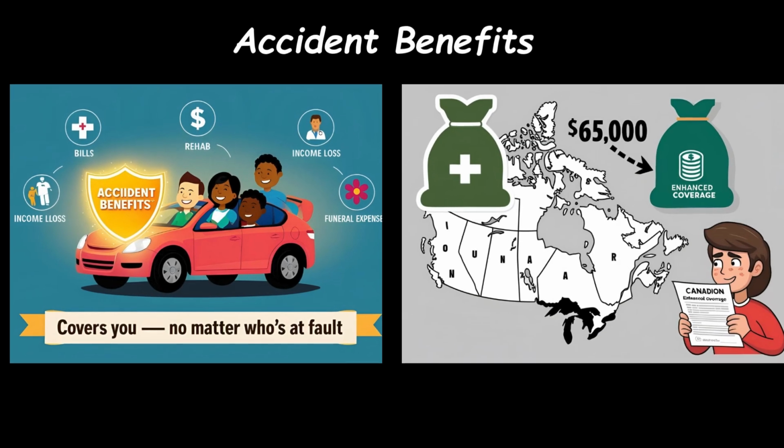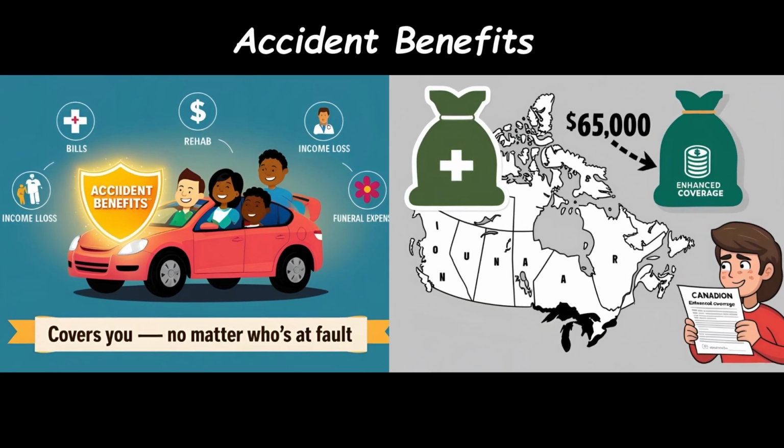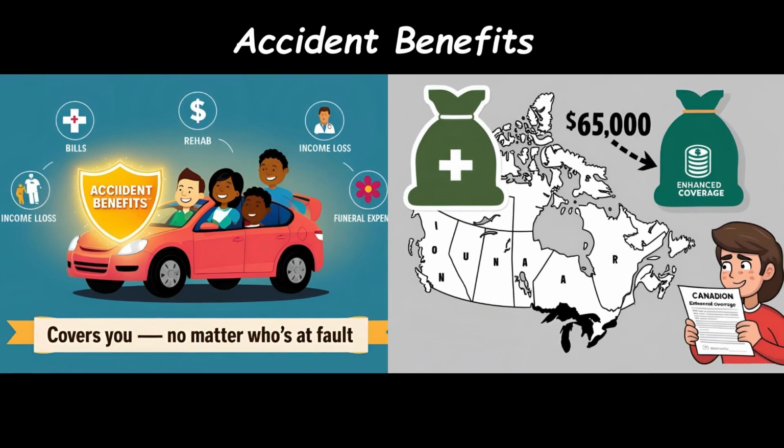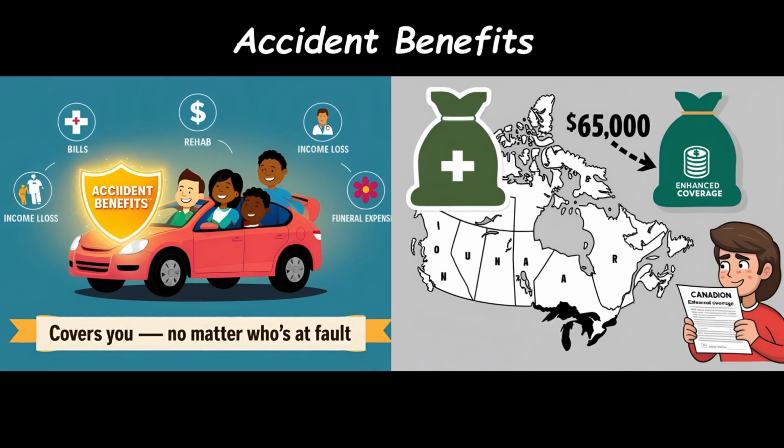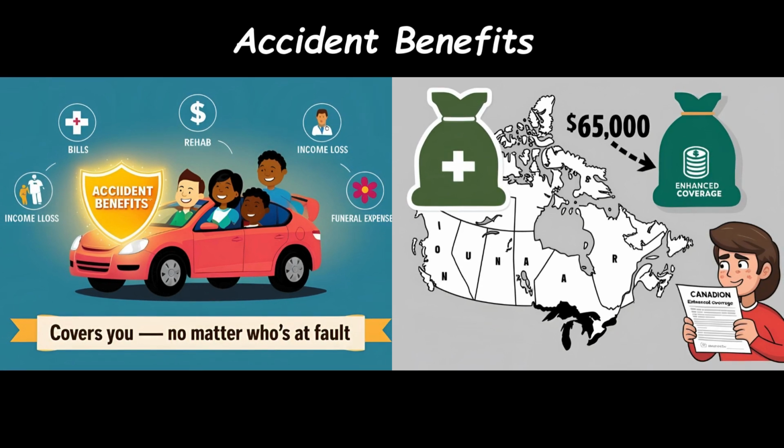2. Accident benefits. Covers you and your passengers, medical bills, rehab, loss of income, and funeral expenses, regardless of who's at fault. Amounts vary by province. In Ontario, for example, you get up to $65,000 in combined medical and rehab benefits unless you purchase enhanced coverage.